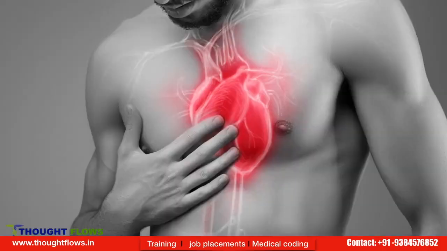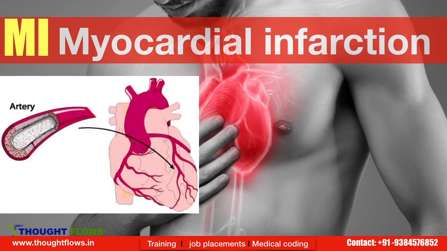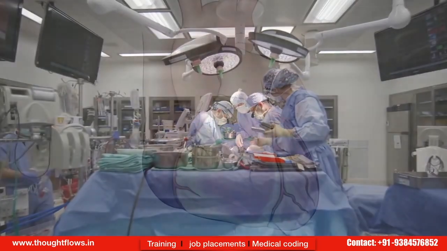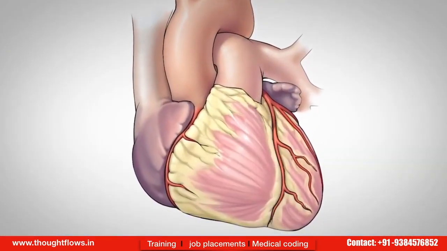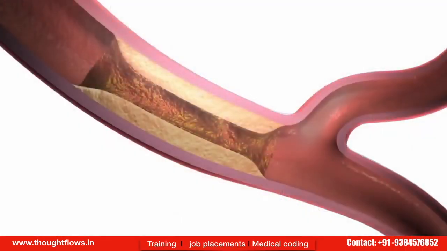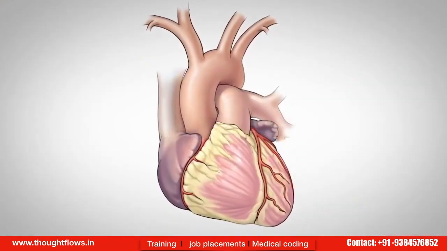Coming to myocardial infarction, the blockage of a coronary artery leads to very little oxygen supply to the heart muscle, known as myocardium. That results in death of the tissue called necrosis, and this condition is called myocardial infarction or heart attack. When blockages form in the coronary arteries, surgeons go for different types of therapies. In that, stent placement helps in widening the artery or removal of plaque.